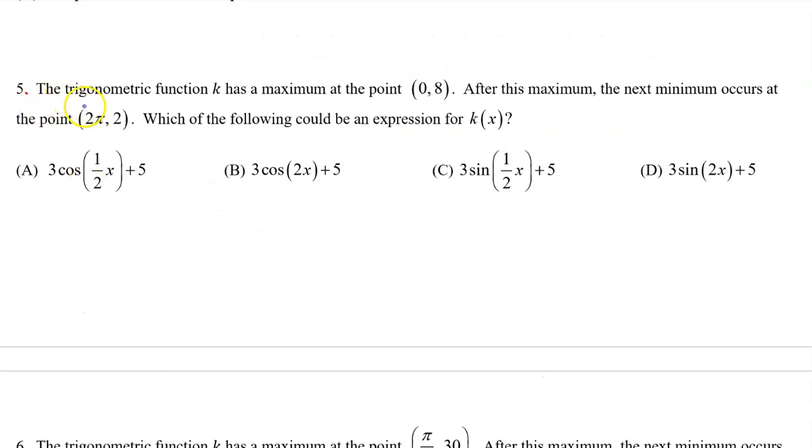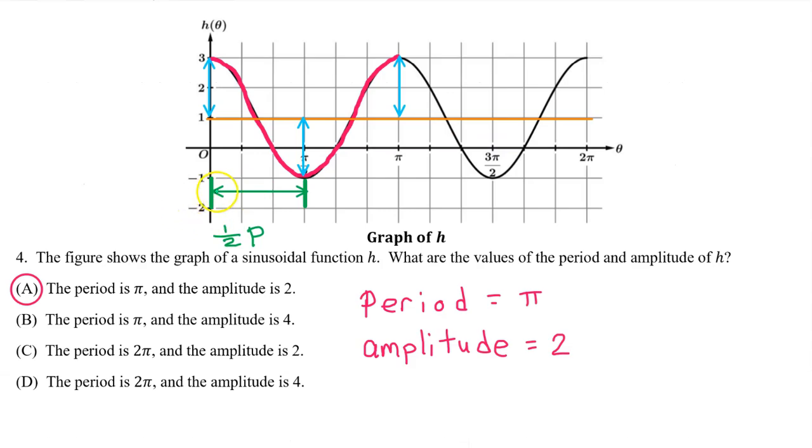Number 5. The trigonometric function k has a maximum at point 0, 8. After this maximum, the next minimum occurs at the point 2 pi, 2. Which of the following could be an expression for k of x? We have learned that the horizontal distance between a maximum and the next minimum is always half the period.